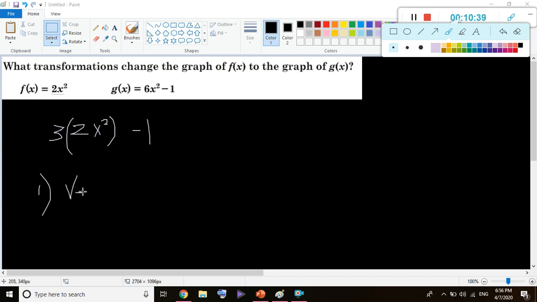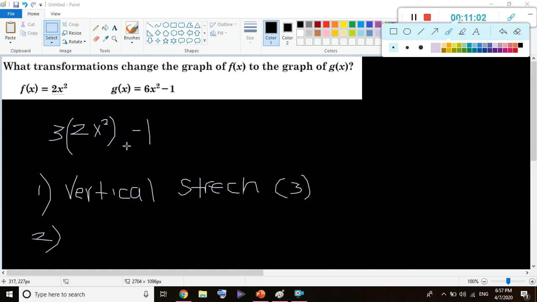So we have here a vertical... Is 3 greater than or smaller than 1? 3 is greater than 1. So it's going to be a vertical stretch. We have the vertical stretch by a factor of 3. This is the first thing we have.